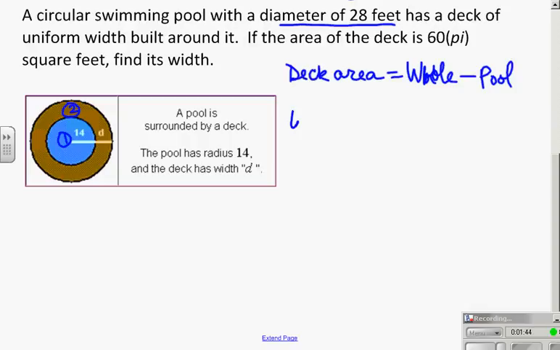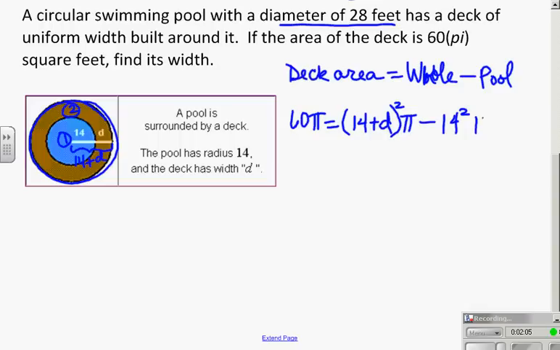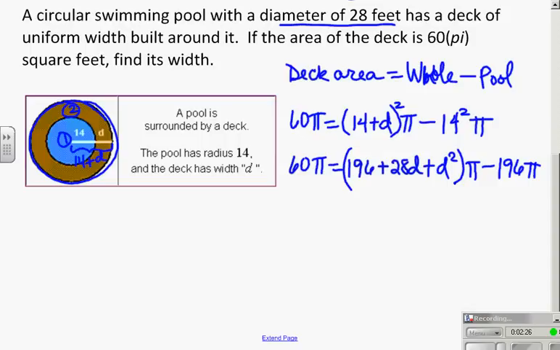And so what we are going to do, we know the deck area is 60 pi. The whole circle, the radius of my biggest all the way around circle is 14 plus d. So I'm going to have 14 plus d, the quantity squared, that's my radius, pi, minus the area of the pool, which is going to be 14 squared pi. This is going to take some algebra. 60 pi is equal to, when you expand this by foiling, you get 196 plus 28d plus d squared times pi minus 196 pi.